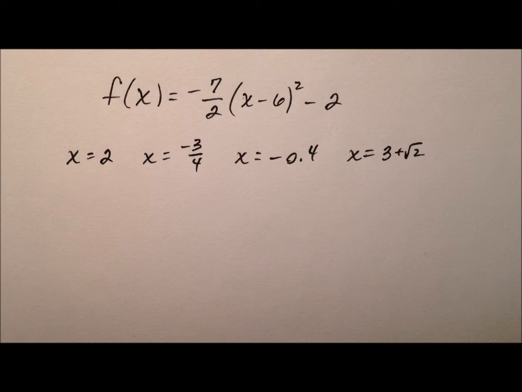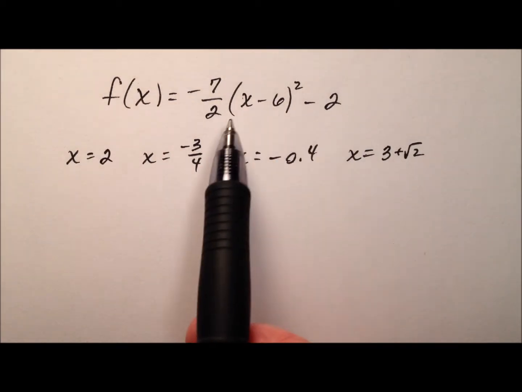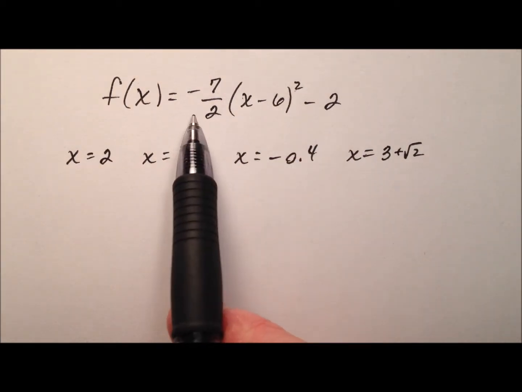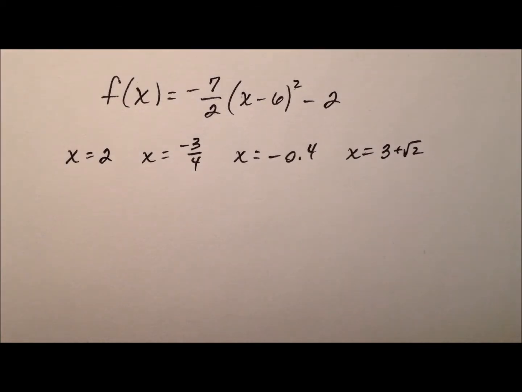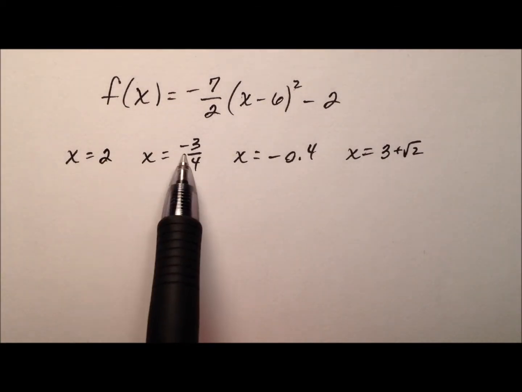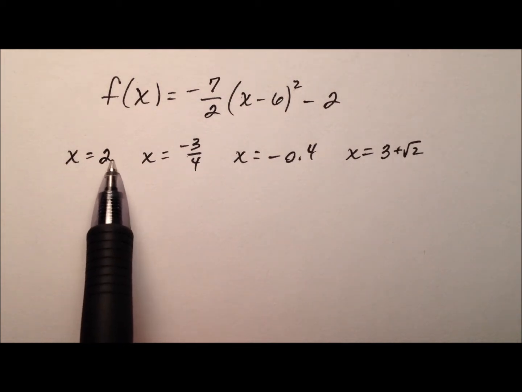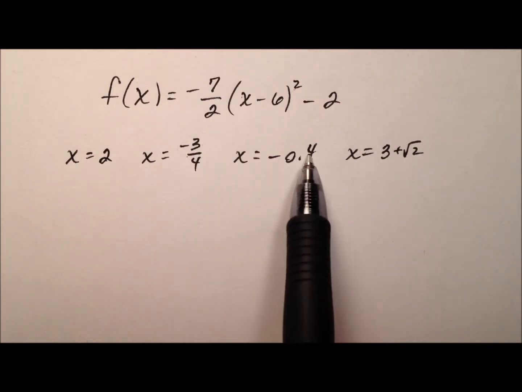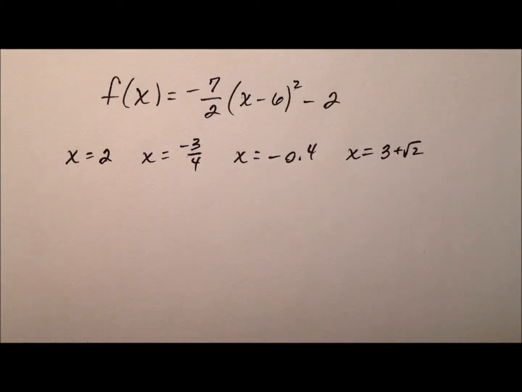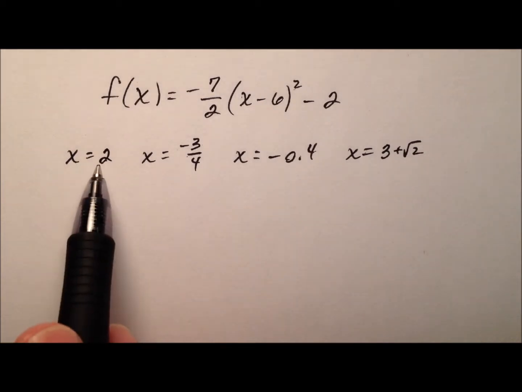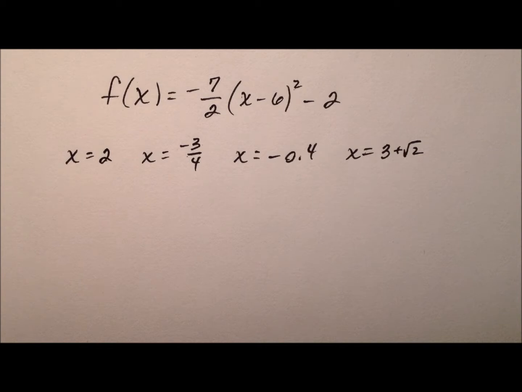In this example, we have a function f of x, and it looks like it's a quadratic function written in vertex form. And so what we're going to do is evaluate this function at 4 different values of x. And you'll notice we have a nice whole number, a negative fraction, a negative decimal, and then this irrational number 3 plus the square root of 2. So it kind of gets a little more challenging as we go on.